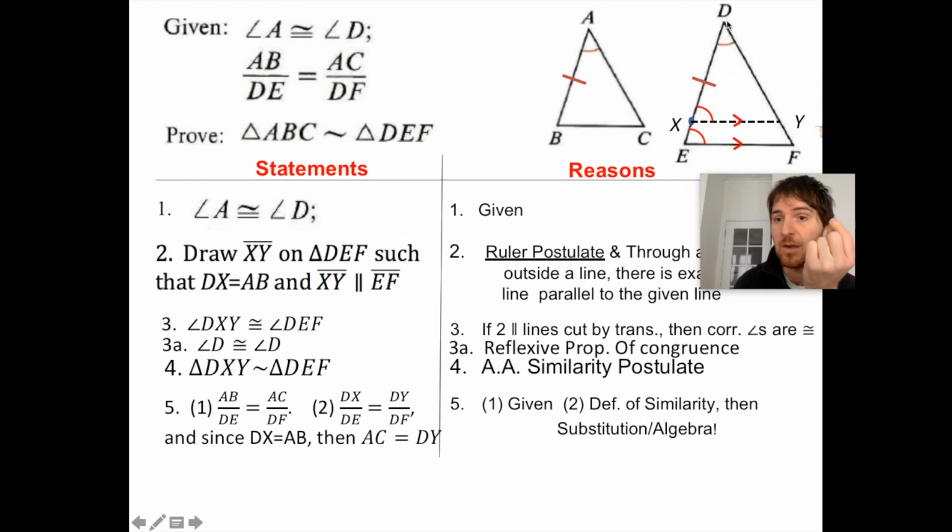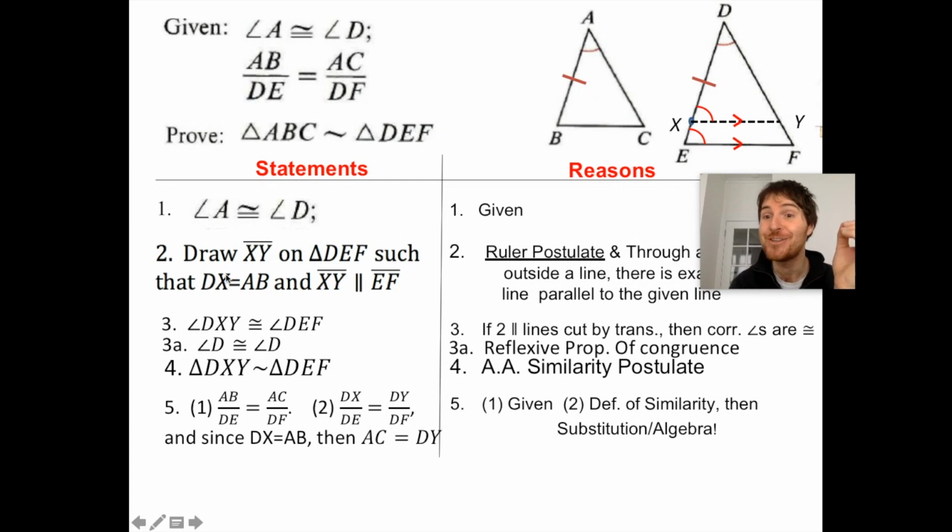But wait a second, which sides am I using between both these proportions? Look at this. In the denominator here, I have DE. Denominator here, I have DF. Here, I have DE. Here, I have DF. So these ratios, AB to DE and AC to DF, would equal each other here. But here, DX actually equals AB, okay? Where did I get that?